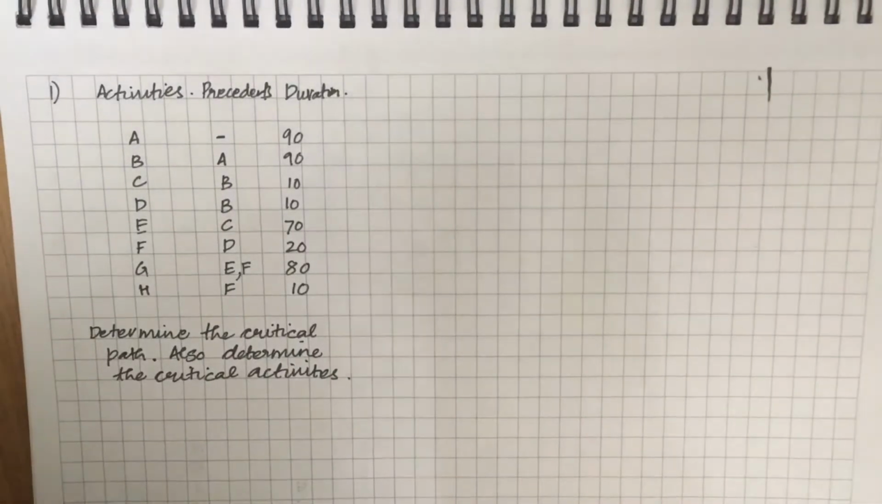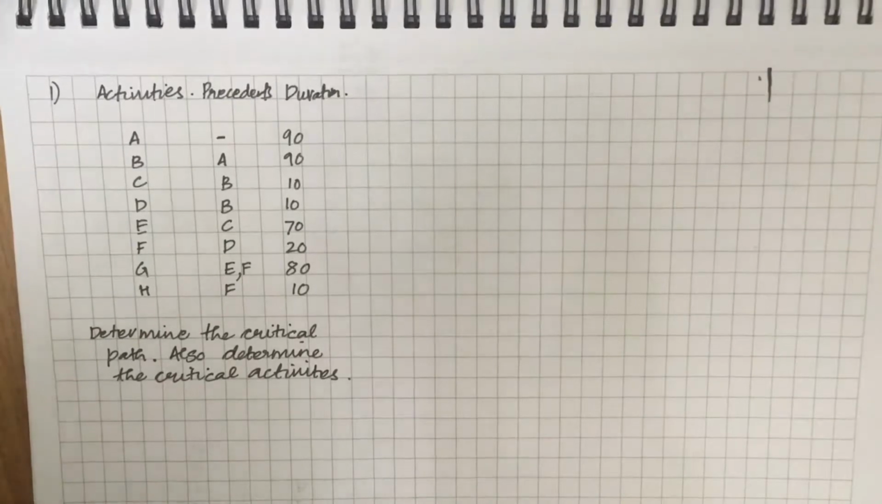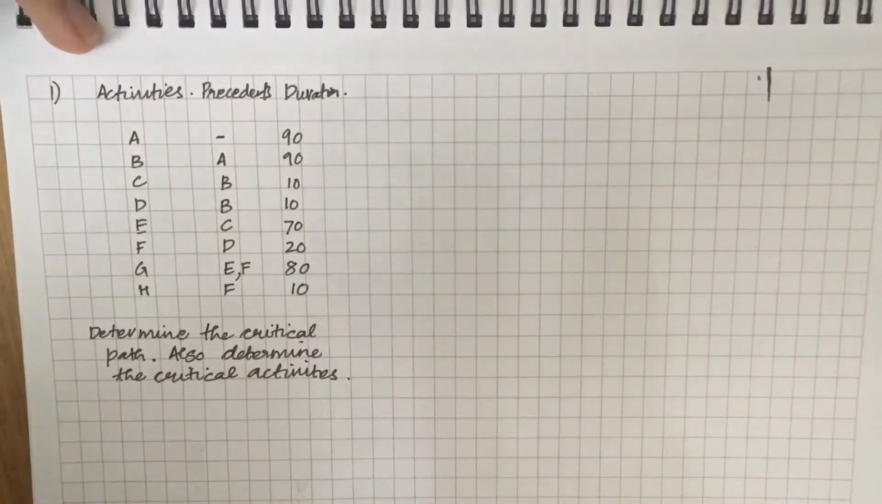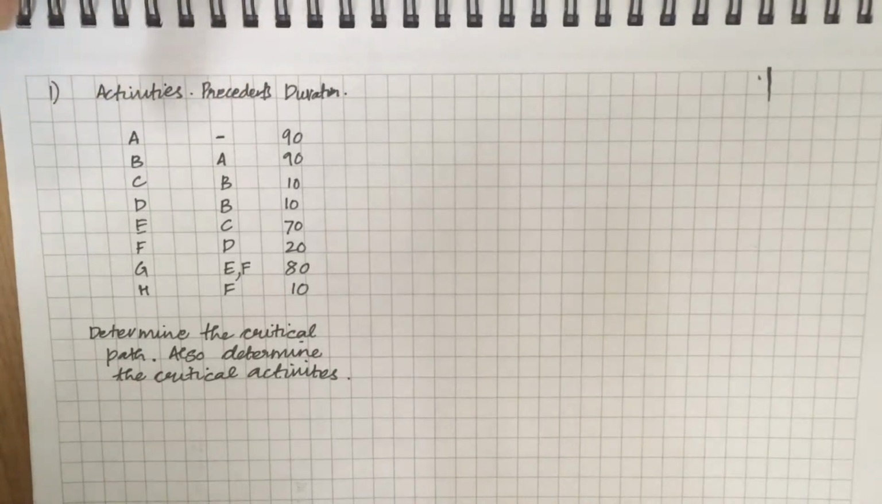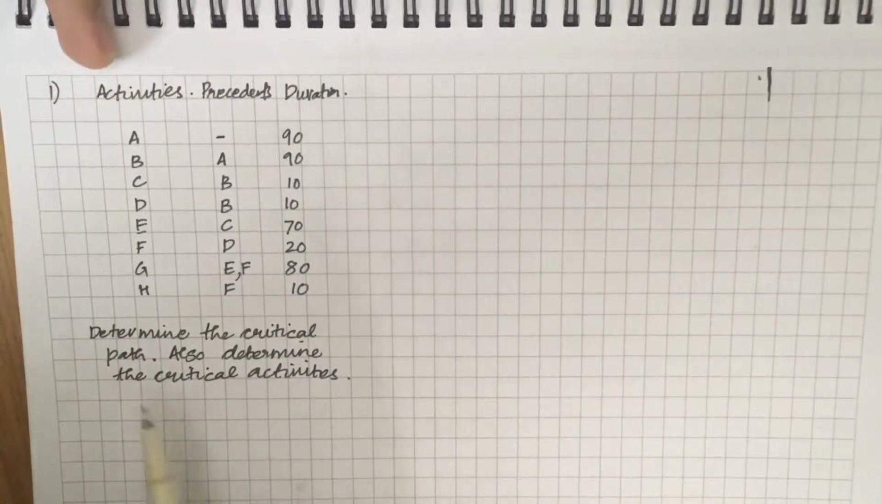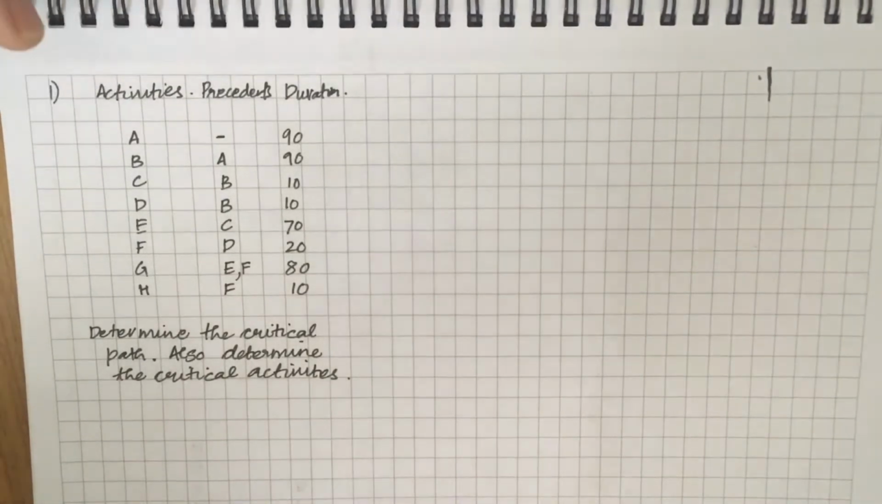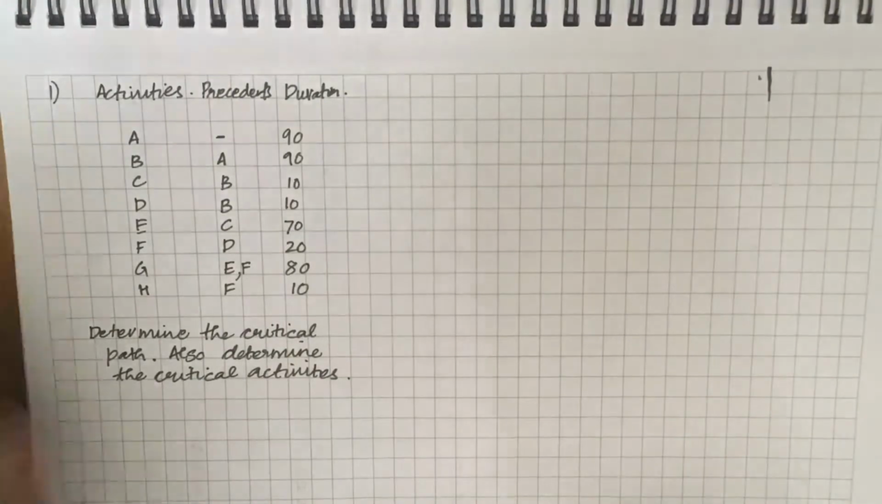Good morning, class. In this lecture, we will solve a few examples of the critical path method. So this is the first example. Over here, the activities, precedence and the duration are given. The question is to determine the critical path and also determine the critical activities. So here the first step is to make the project network.